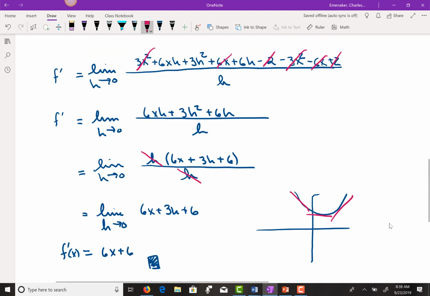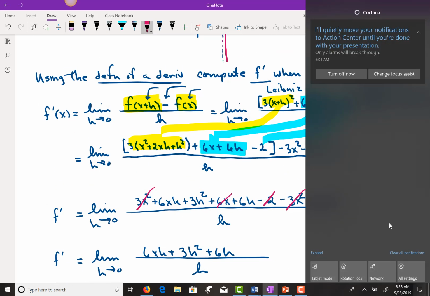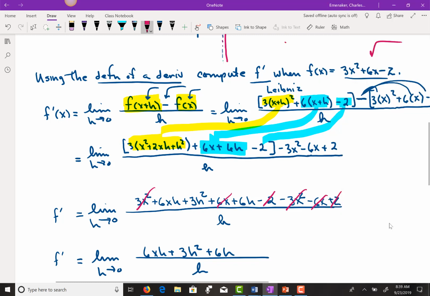Okay, let's go back and look at our original function. Here it is in the upper right corner. It's a parabola. Everybody buy that? Does it open up or down?